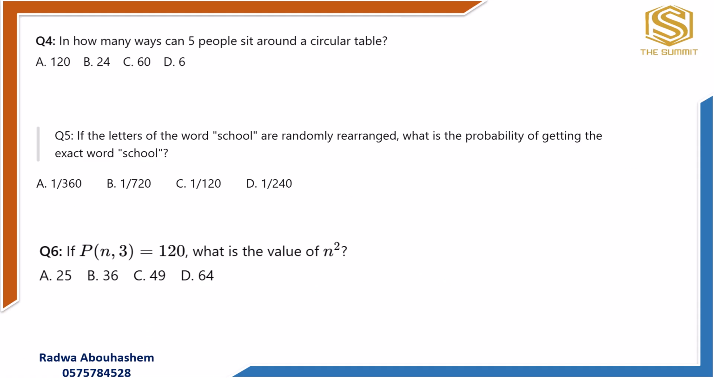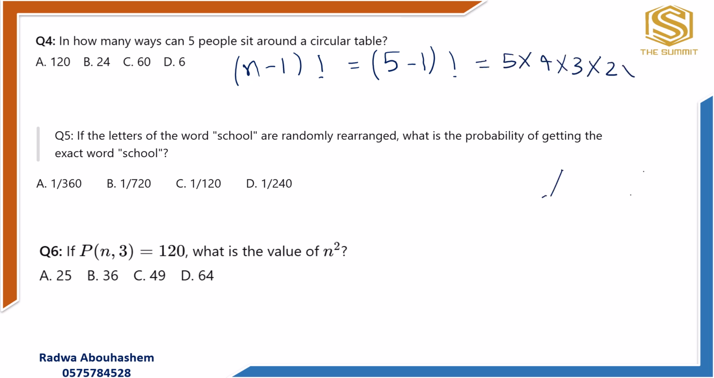In how many ways can 5 people sit around a circular table? Do we have a reference? No. So it would be n minus 1 factorial. So 5 minus 1 factorial gives me 5 times 4 times 3 times 2 times 1. So that gives me 120.